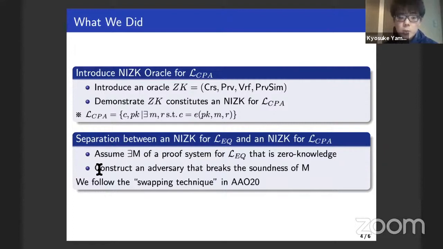Then we demonstrate an adversary that breaks the soundness of M in the standard soundness game. In the construction of our adversary, we followed the swapping technique, which was introduced in the previous work. Let me sketch the swapping technique in the next slide.